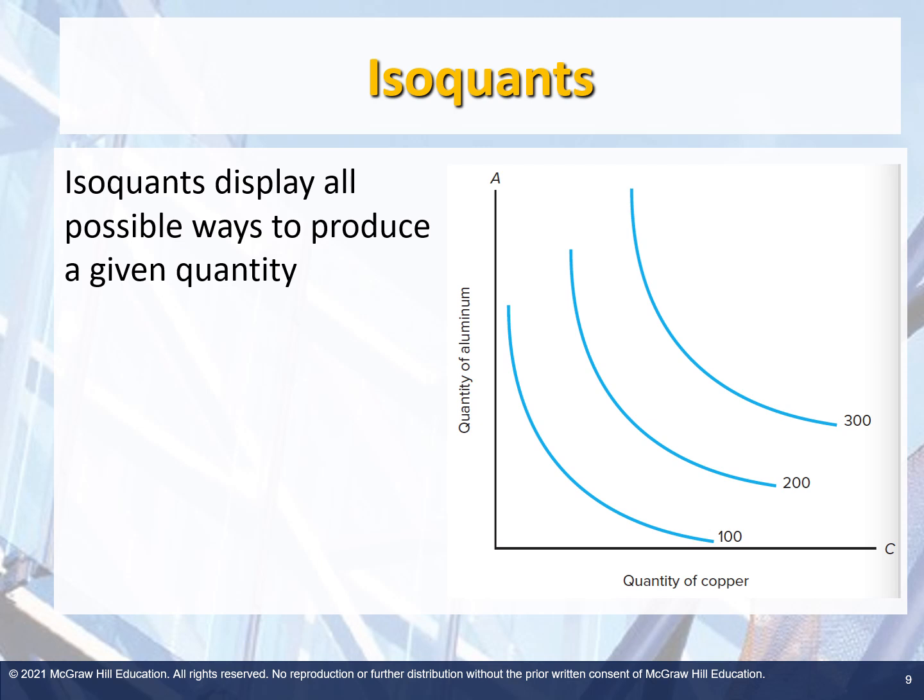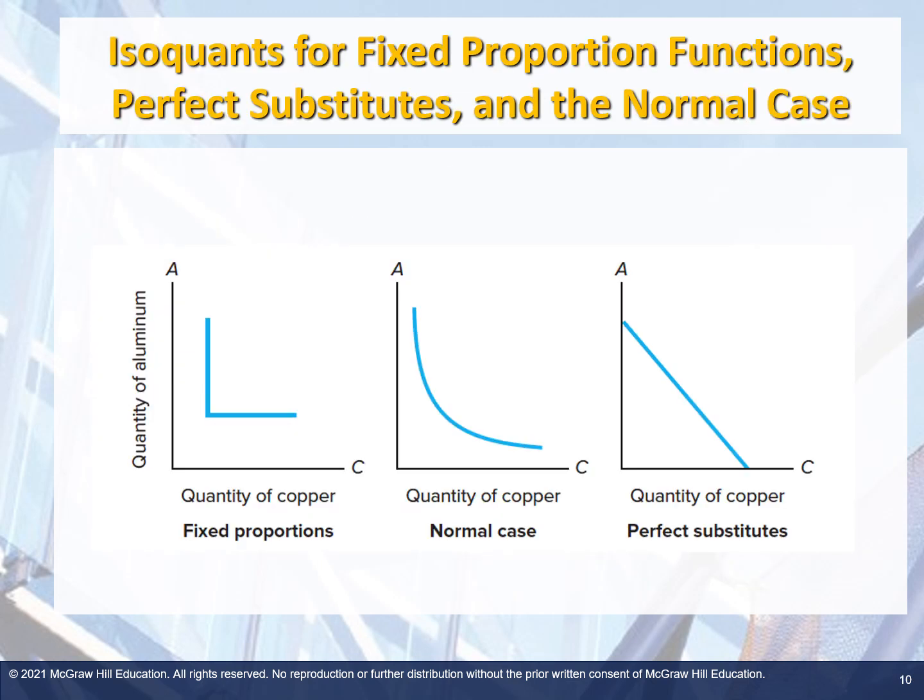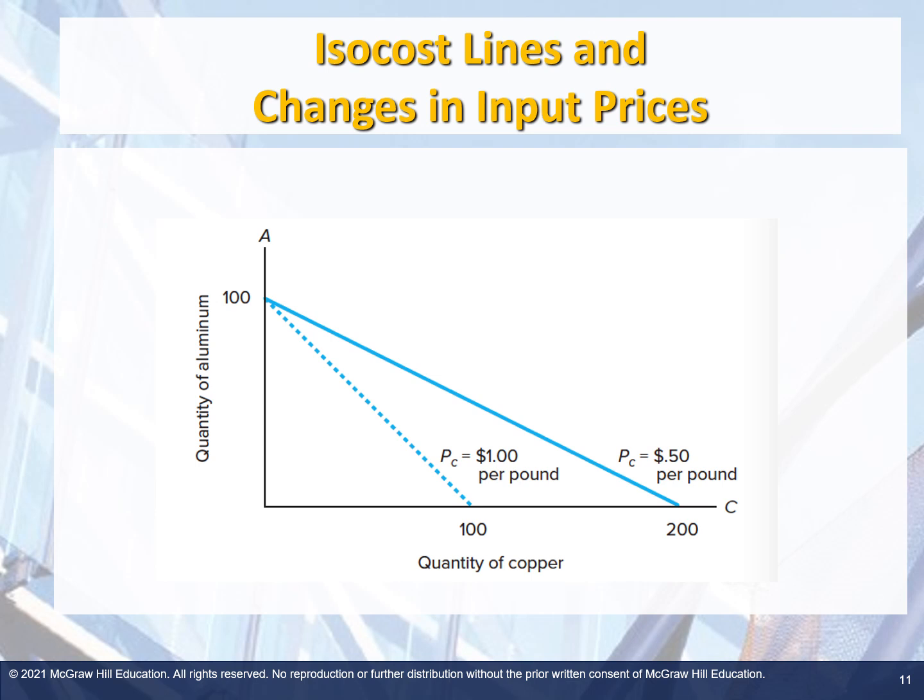Isocost lines represent combinations of inputs with the same total cost. When combined with isoquants, managers can find the cheapest way to achieve a desired output. This is just a visual representation of multiple isoquants. Again, this helps firms analyze where they might be operating inefficiently.